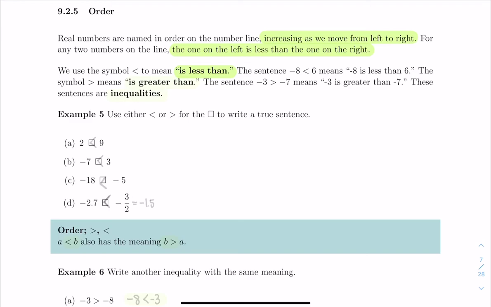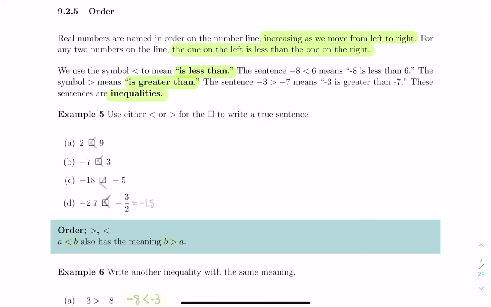The symbol that goes the opposite direction is greater than. And so the sentence -3 > -7 means that -3 is greater than -7. And these are called inequalities.